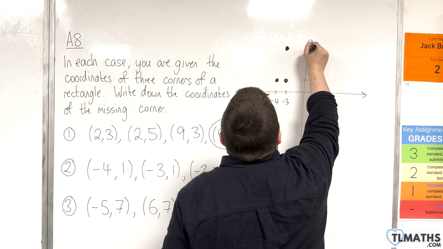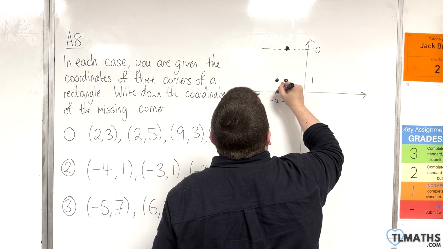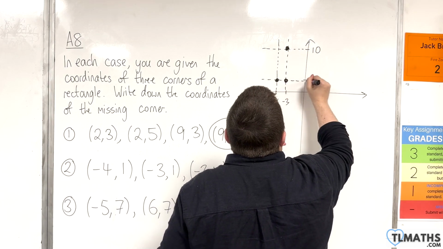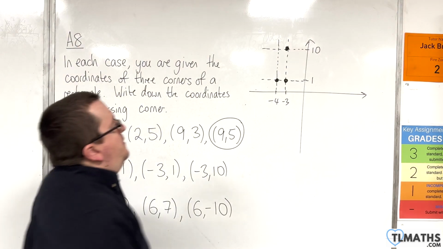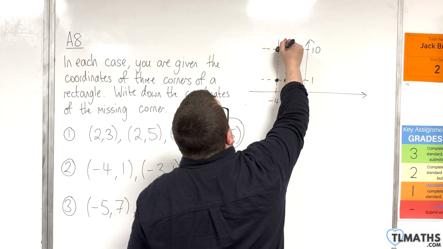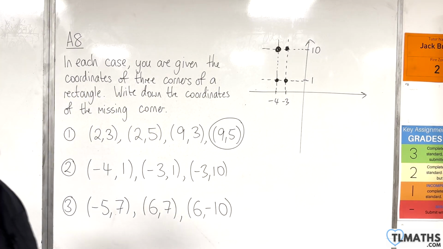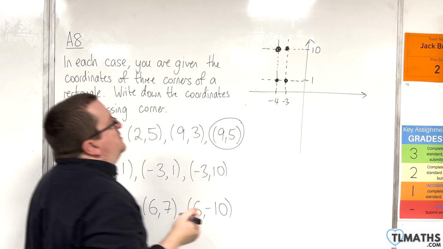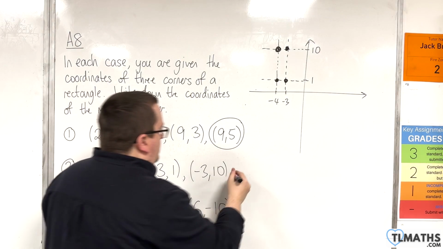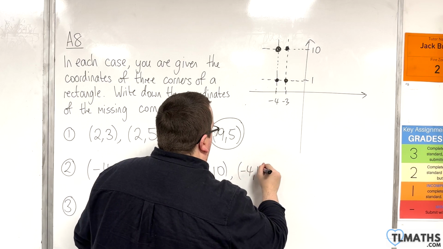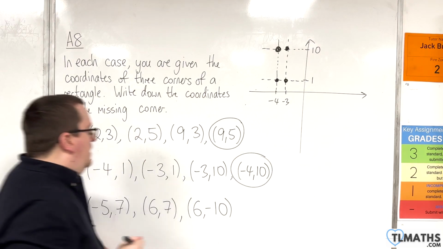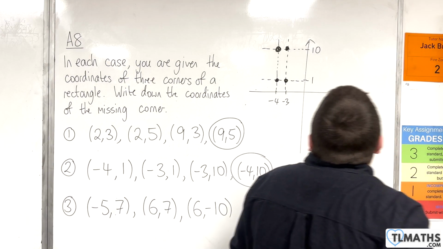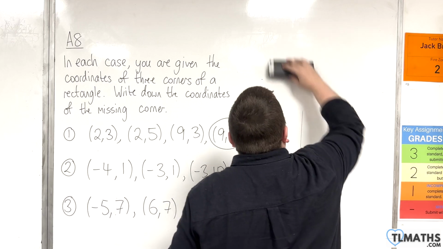Right, okay, so if we draw in our grid, okay, something like that, then this is the missing coordinate. That's the one I want. So that point is 4 along the corridor to the left, 10 up. So minus 4, 10. So minus 4, 10 is the point I'm interested in. Okay. All right then. Last one.